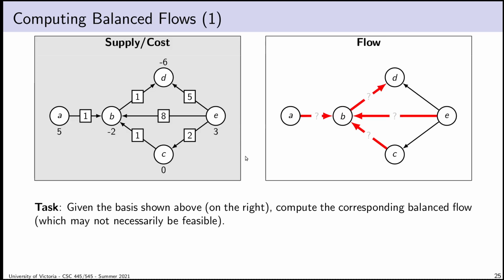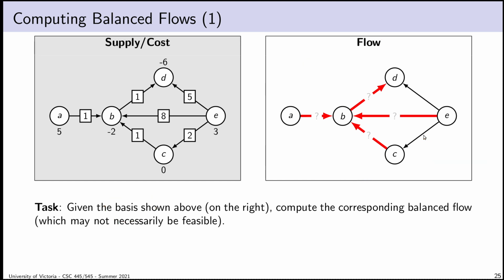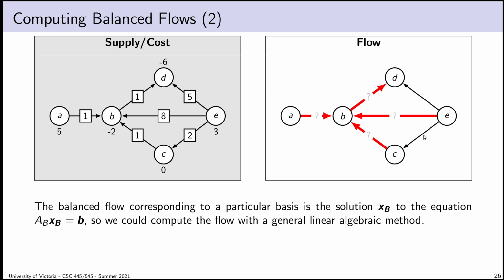Now, that said, suppose I hand you a spanning tree of the graph. I said, here's a basis. So we can now say, given the basis shown above, we can verify this is indeed a spanning tree. Given the basis shown above, compute the balanced flow. So compute some way, even if it's not feasible, compute some way of balancing all the supplies and demands with only the basic edges, so assigning a flow of 0 to all of the non-basic edges. Now, maybe we saw a minute ago sort of how I could do that. And certainly I could do that by solving this equation.